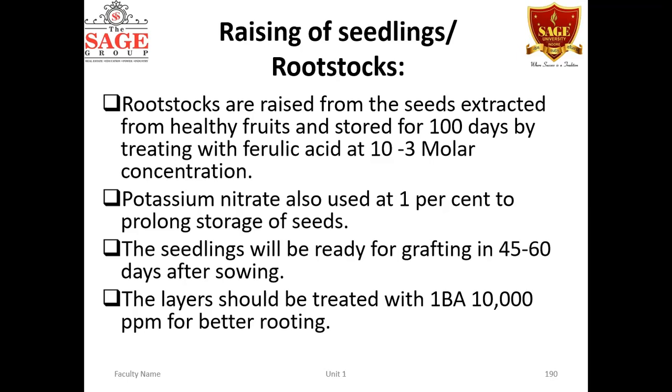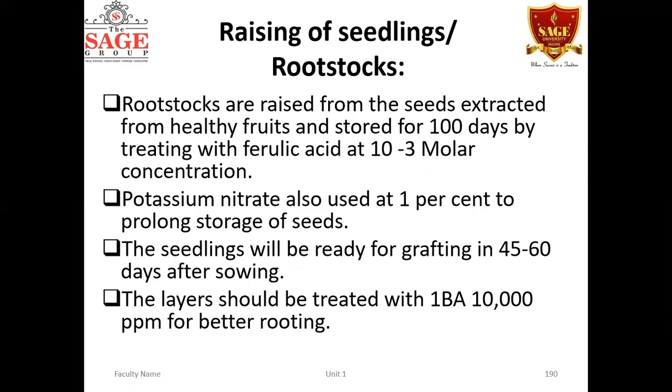So these seeds you can store for 100 days. After that, you can treat with ferulic acid at 10^-3 molar concentration. Then potassium nitrate, you can also use at 1% to prolong the storage of seeds. So this treatment can be done for storage of seed. In storage, we can use this ferulic acid as well as this potassium nitrate. Okay, so seedlings will be ready.